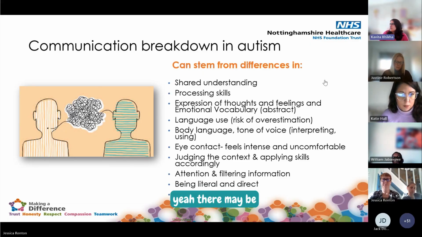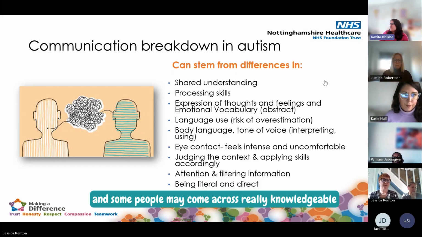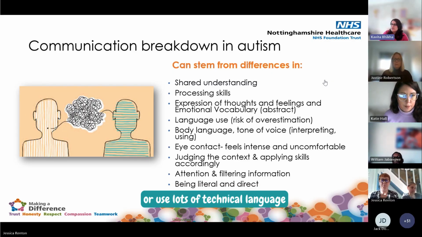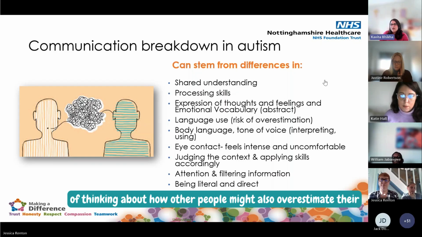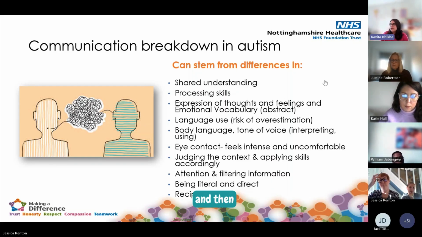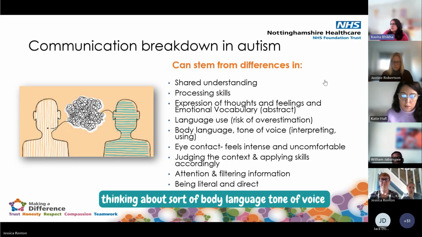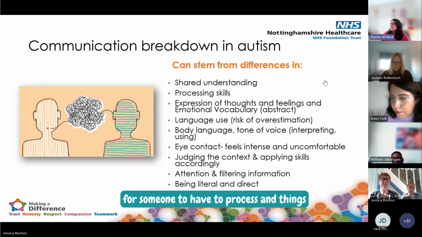Yeah, there may be different things in terms of the language that's used. Some people may come across as really knowledgeable or use lots of technical language, and it might be specific to certain topics, and it might not be across the board. So it's about thinking about how other people might also overestimate their abilities when they're talking about something that's much less familiar. And then thinking about body language, tone of voice. Sometimes those things can be quite distracting, or just add an extra layer for someone to have to process.